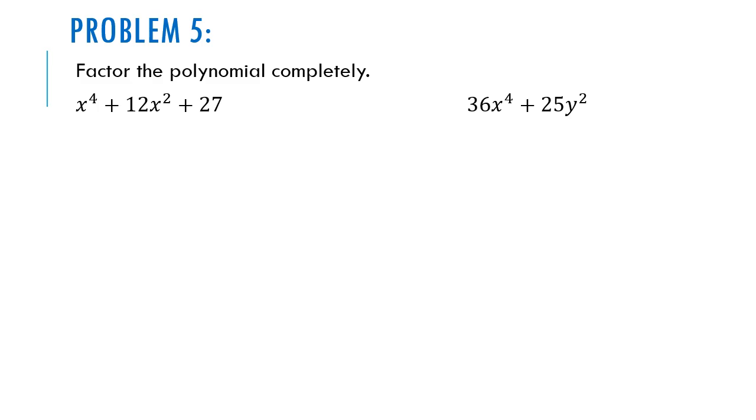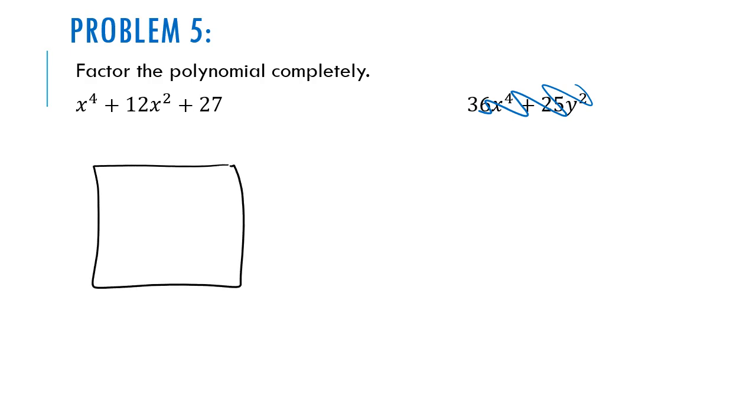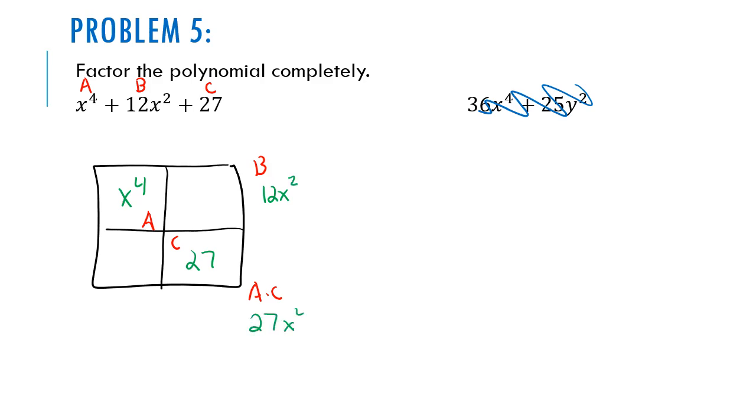Great. Almost done. We're just going to look at this first one here. So it's a trinomial. When it's a trinomial, there's only 3 terms. I want to go ahead and make a box, and I'm going to need to find some combinations for this one. So once again, this is going to be the A term, the B term, and the C term. So A, C, A times C, B. All right, and we're going to have x to the 4th, 27. Here will be 12x squared. Multiply the A and the C together to get 27x to the 4th.